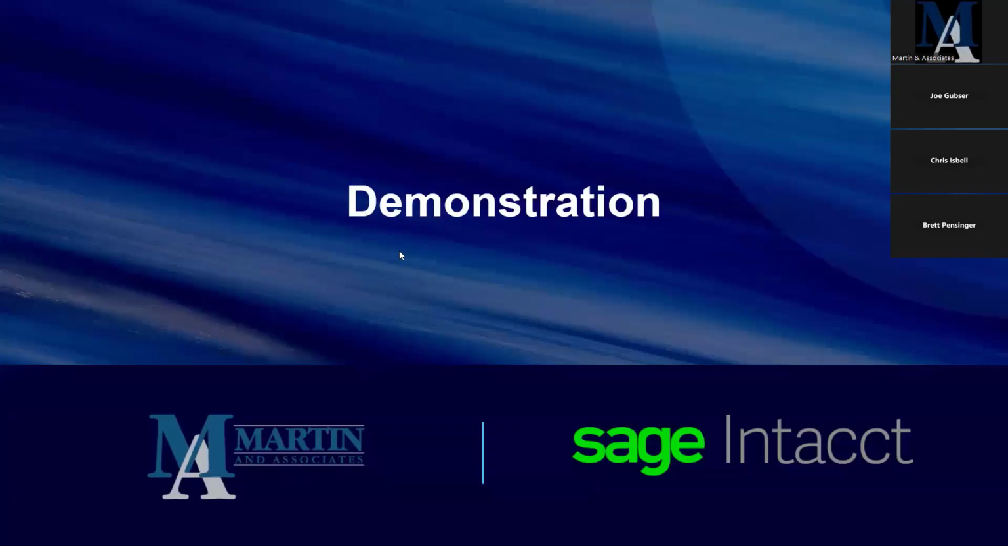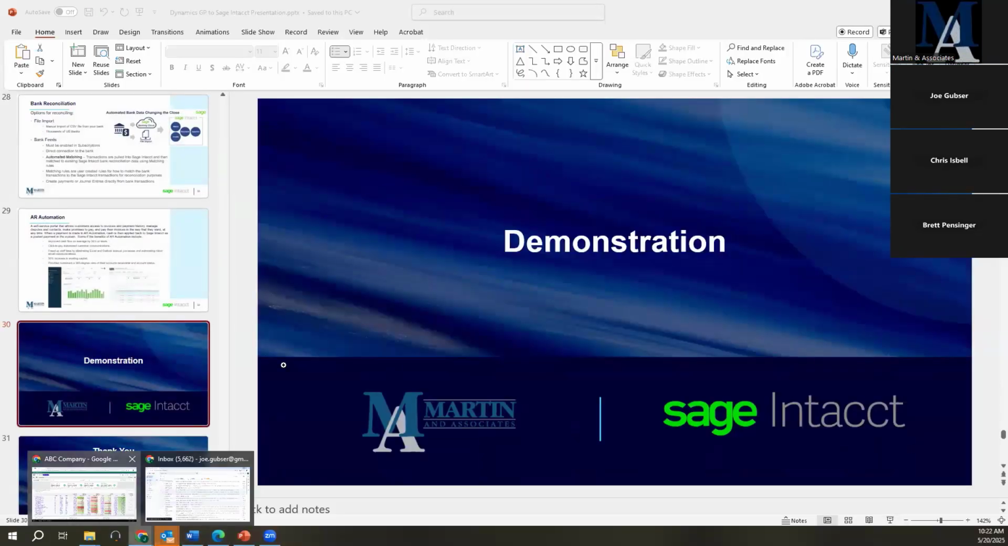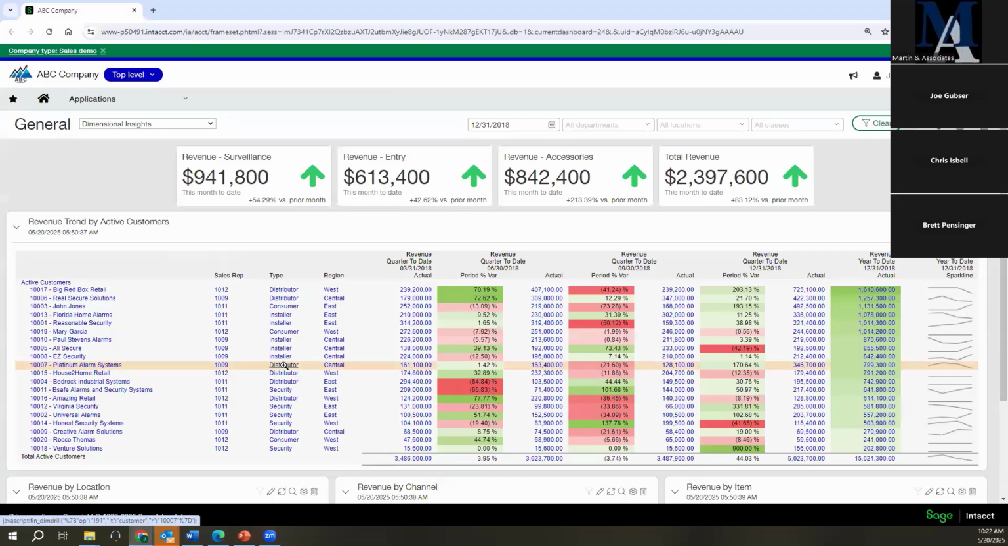So we're going to jump into a demo here now. I'm going to bring up Sage Intacct. So this is what Sage Intacct looks like. I have it set to where I come into a dashboard when I first log in. You can make your landing page be whatever you want when you come into it. So let's get started here. Let's talk a little bit about the look and feel.